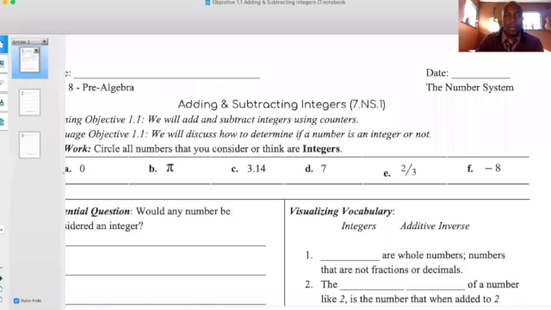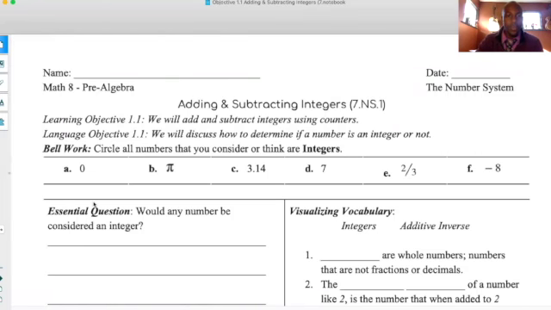As you should be aware, the very first thing we start our worksheets with is Beltwork. So take 5 minutes and see if you can solve this Beltwork. It says, circle all numbers that you consider or think are integers. Do you think 0, pi, 3.14, 7, 2/3, -8? Which of these are integers? You can pause this screen right now. I'll give you a few minutes.